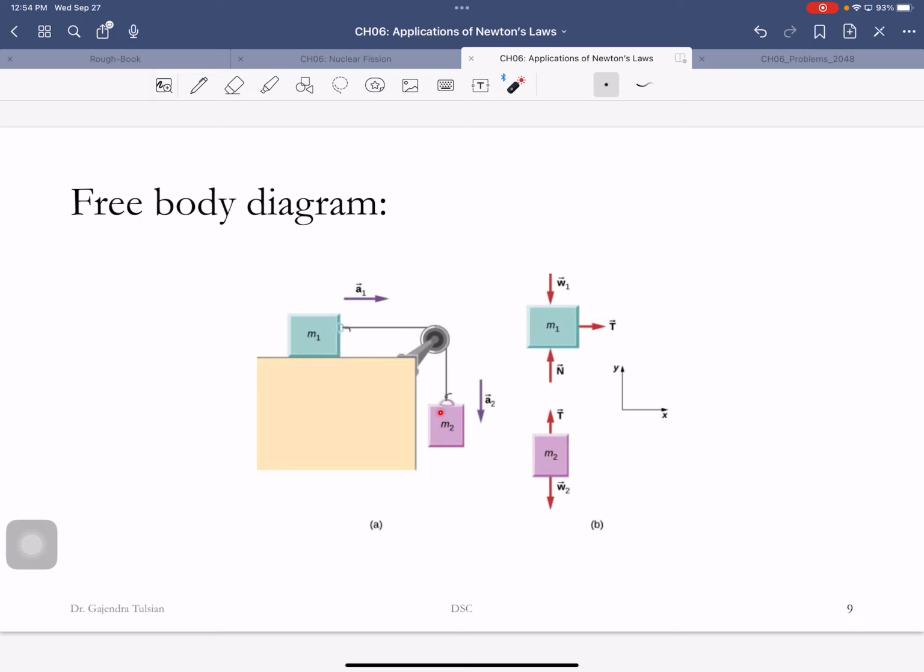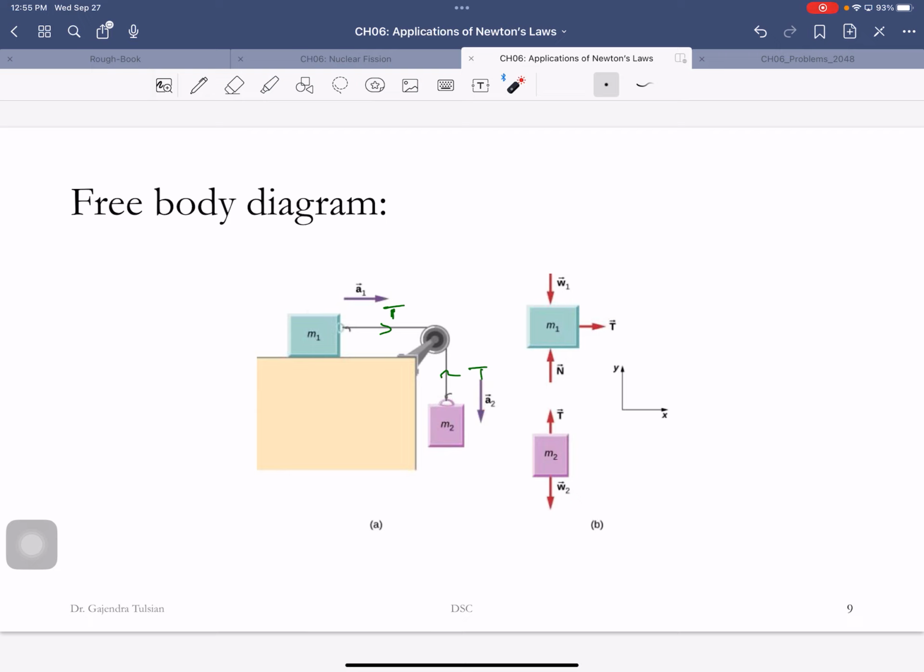Here's the second object, and let's look at all the forces acting on this object. There's the force of gravity, and the tension is pulling on this object in that direction. So the two forces acting on this object are its weight and the tension. You understand that since these are tied together, the magnitude of this acceleration will equal the magnitude of that acceleration. So you would apply Newton's laws to both objects independently.